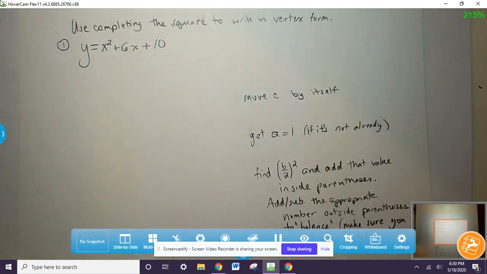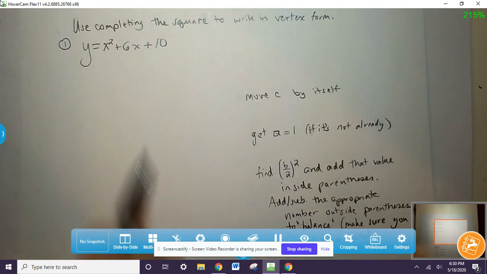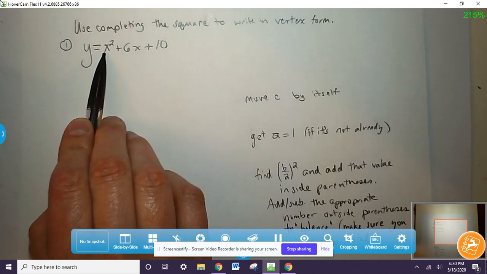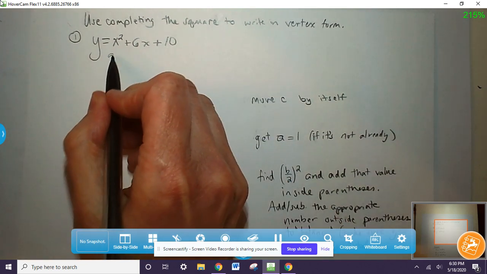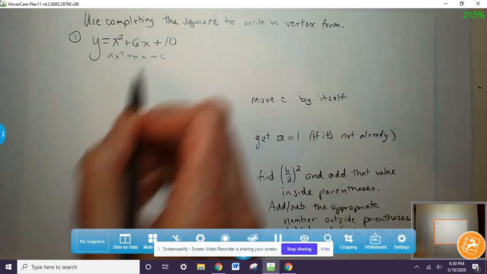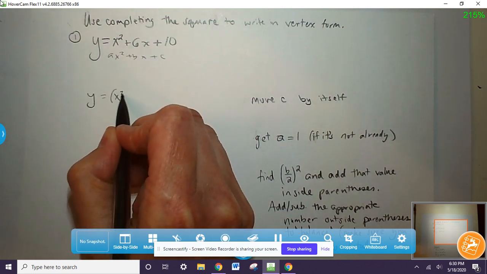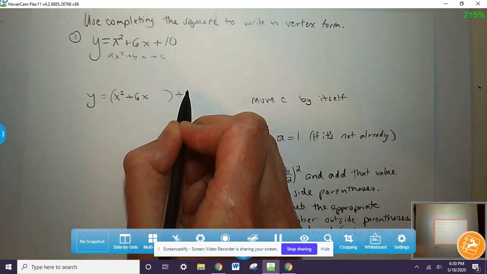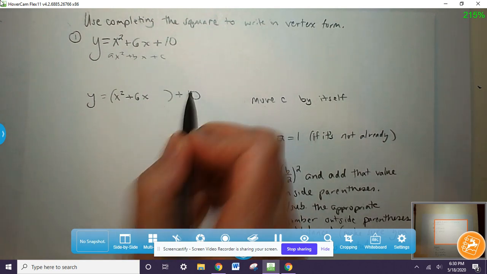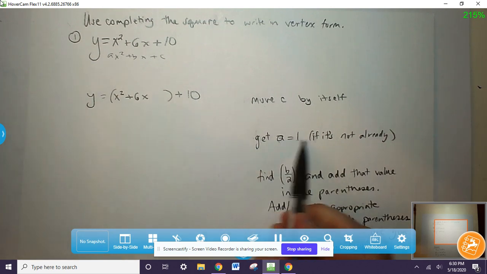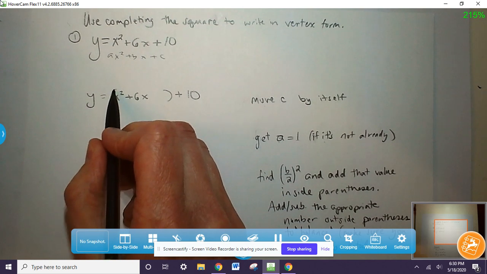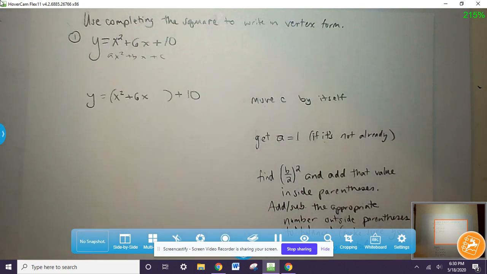So the first one is kind of a more basic example because the coefficient of x squared is 1. Those are always a little easier when it comes to completing the square. So here's the process we're going to go through. The first job is to move c by itself. So what I'm talking about here is I have ax squared plus bx plus c. So what I'm going to do is group the ax squared and the bx, and I'm going to move c outside of the parentheses all by himself. Then my next job is to get a equal to 1 unless it already is. So here, see how my a value is already 1 because the coefficient of x squared is 1. So that's what makes this one a little easier, is I don't have to take that step.